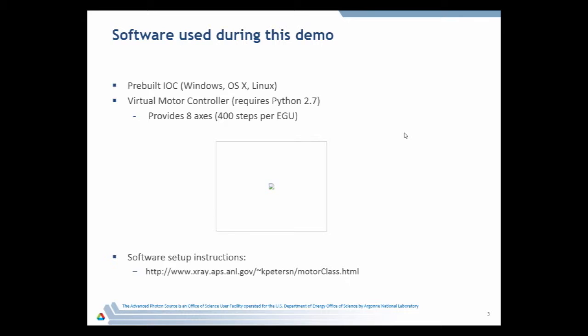So the pre-built IOC is running a virtual motor, or it's talking to a virtual motor controller that requires Python. It provides 8 axes, but only 3 are currently configured by default. And the aforementioned web page here, does that show up? Yes, it does. It will allow you to download that.